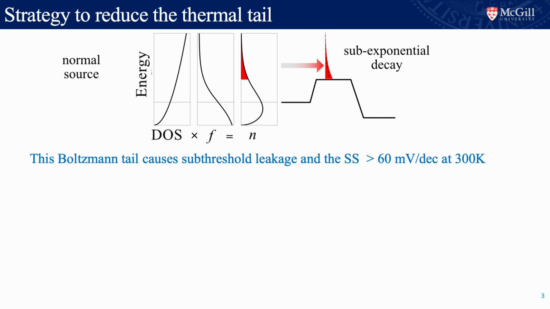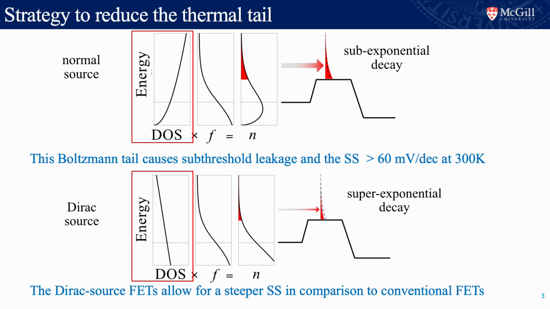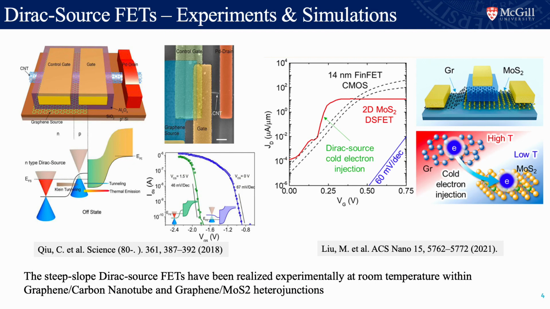To reduce this leakage, one strategy is to modify the density of states of the source. As the density of states in graphene decreases linearly near the Dirac cone, it results in a super-exponential decay of the charge density above the potential barrier, effectively reducing the thermal tail. Consequently, the Dirac source FETs allow for a steeper SS in comparison to conventional FETs. In experiments, steep-slope Dirac source FETs have been successfully demonstrated at room temperature in graphene-carbon nanotube and graphene-MoS2 heterostructures.